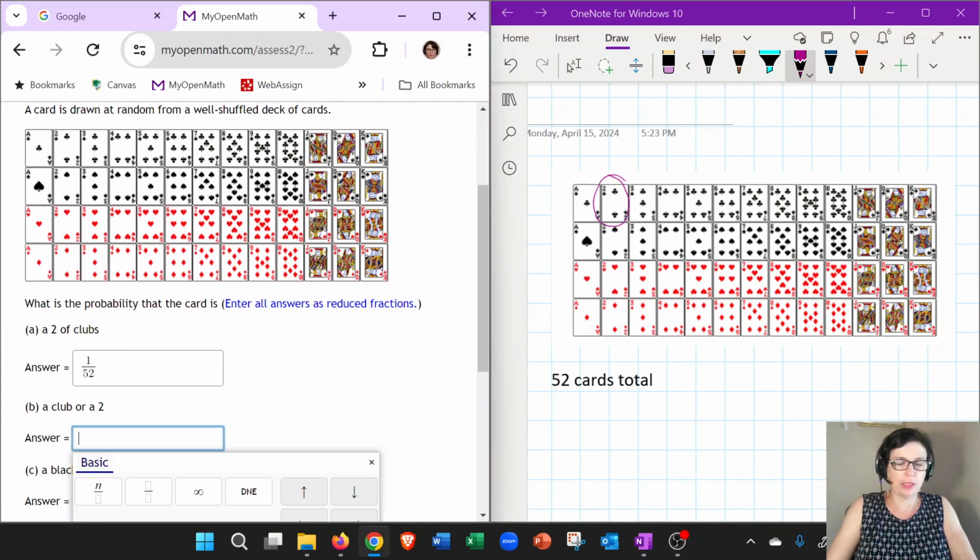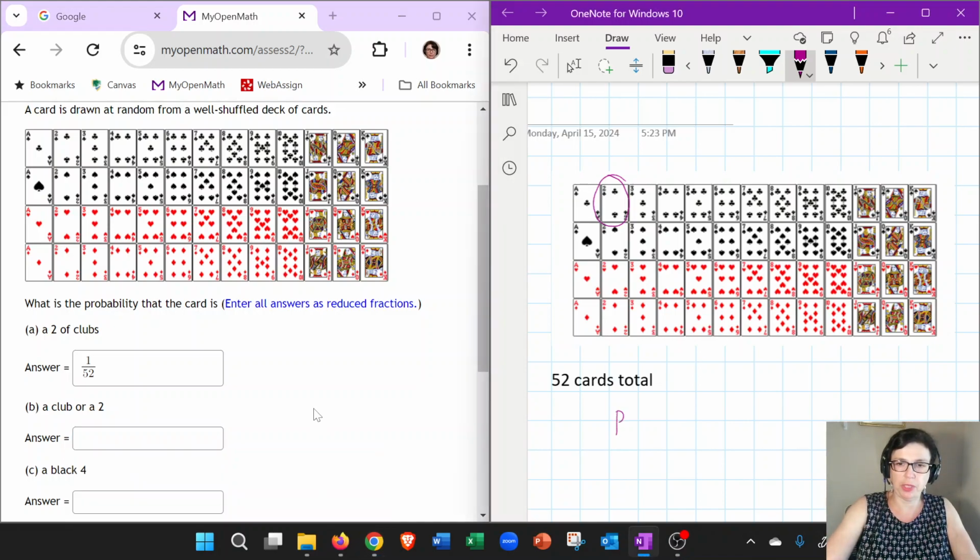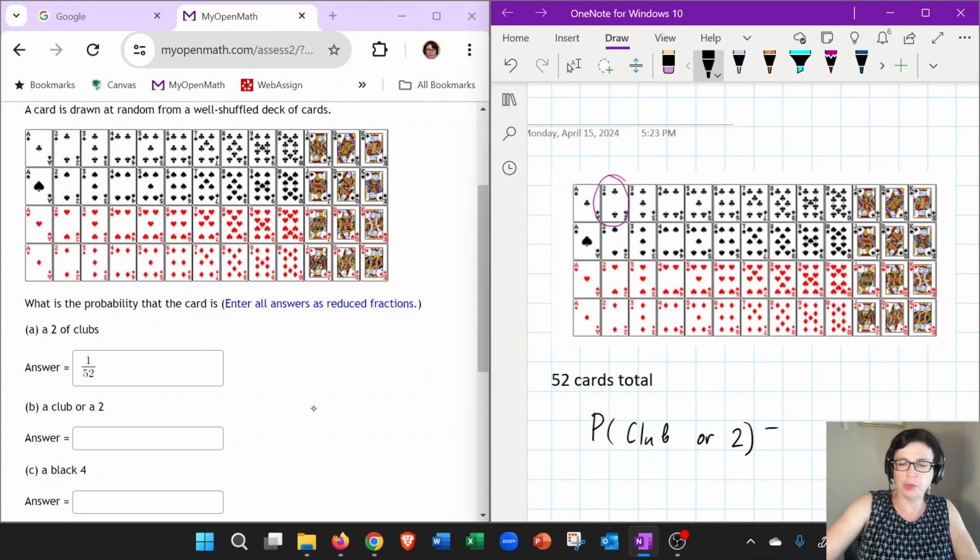Now, this one says it's a club or a two. So this is going to be the tricky part. This is where you want to use additive rules. Actually, let me draw with the black. So I want the probability of club or two. If we use the additive rule, this is the probability of a club plus the probability of a 2, minus the probability it's a club and 2.